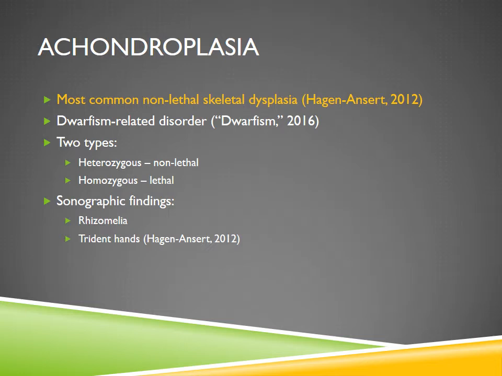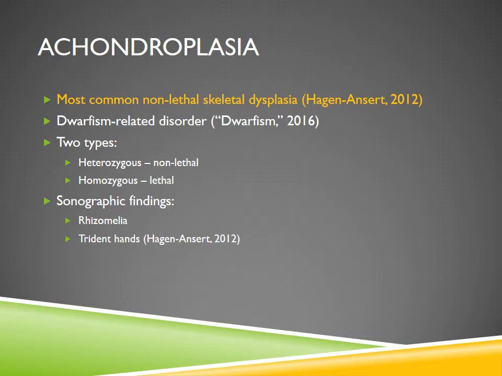Achondroplasia is a dwarfism-related disorder. It is the most common non-lethal skeletal dysplasia and separated into two types, heterozygous and homozygous. Heterozygous achondroplasia is inherited from one parent. People with this type survive and are typically of normal intelligence. Homozygous achondroplasia is lethal, however, due to the narrowing of the thorax and respiratory problems.